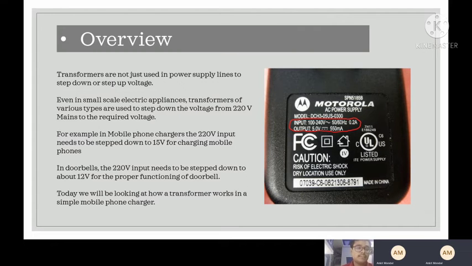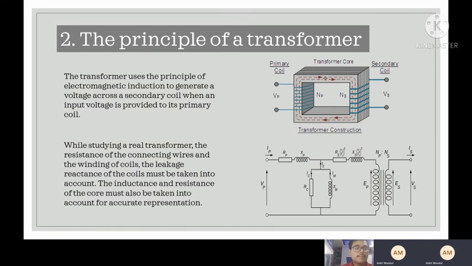In fact, if you see the mobile phone chargers, you will always find a rating like this. And this rating is nothing but an indication of the transformer that is being used in these kinds of devices. We have seen in our lab classes how a transformer works, how it can be used to step down voltages. We know the relation that Vp/Vs = Np/Ns.